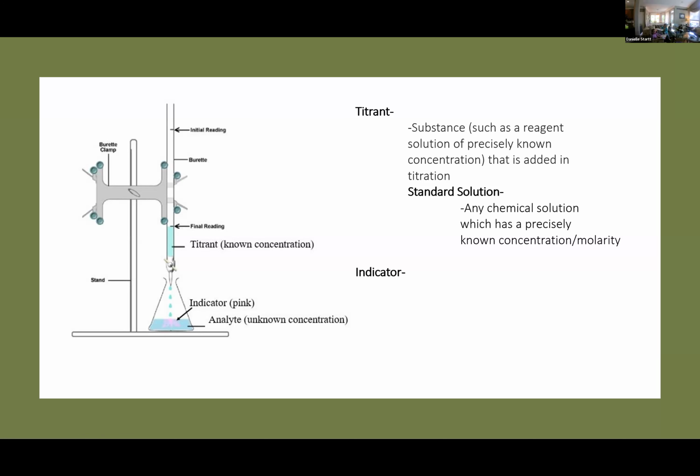What do you think? The indicator is what turns the color. Yeah, so your indicator is a compound that changes color in a solution over a narrow range. Okay, this is important to understand. So look right here. See that?